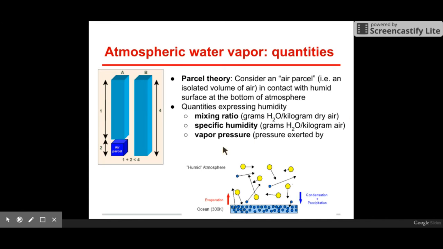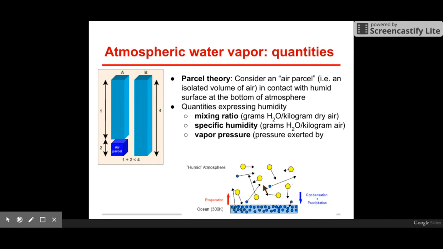A very similar quantity is specific humidity, which looks at the mass of water vapor and compares it to the total mass of air in the air parcel. So the difference here being that the total mass actually includes the mass of the water vapor. So you're adding together the mass of the water vapor molecules and the mass of the dry air to measure this kilogram of air. The final quantity is vapor pressure.